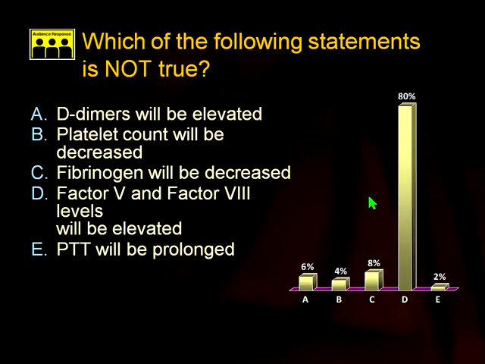Good. So D-dimers, always elevated. You're just chewing things up. You're making clots, breaking them down. So D-dimers are going to be elevated. Your platelet count is going to be decreased. DIC, disseminated intravascular coagulopathy, right? Everything's all messed up. Fibrinogen is getting used up. If fibrinogen is elevated, it ain't DIC. Factors 5 and 8 will be elevated? No, they're going to be consumed. PTT, you bet it's going to be prolonged because you don't have your factors.